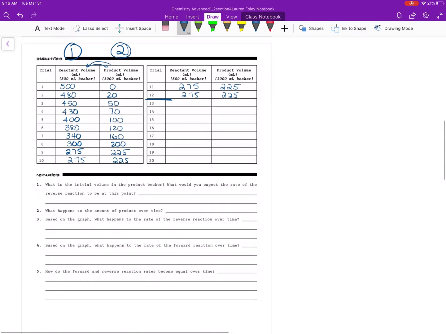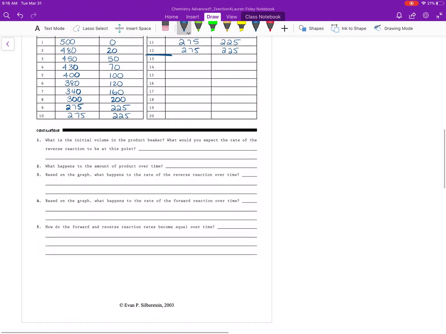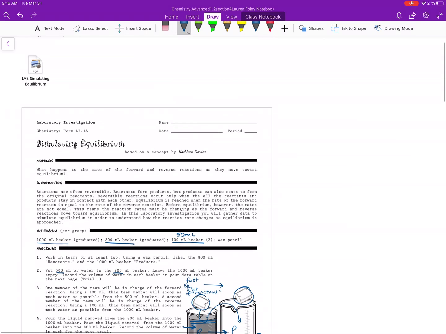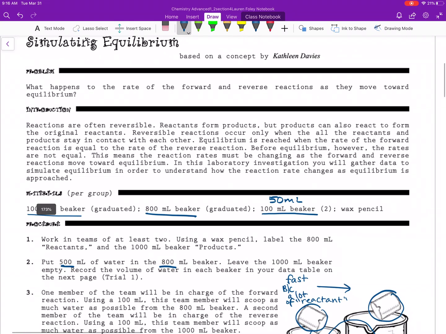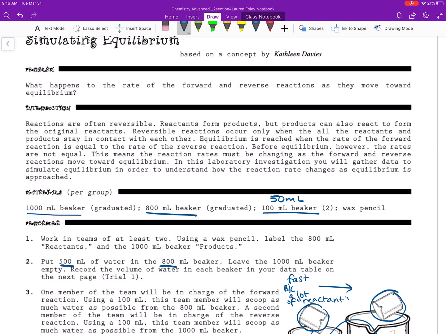So once you do the graph, you just have to answer the questions. The point of this is to show you that equilibrium is reached when the rate of the forward reaction is equal to the rate of the reverse reaction. Before equilibrium, the rates are not equal. So that means that they're getting faster or slower over time as they reach equilibrium.